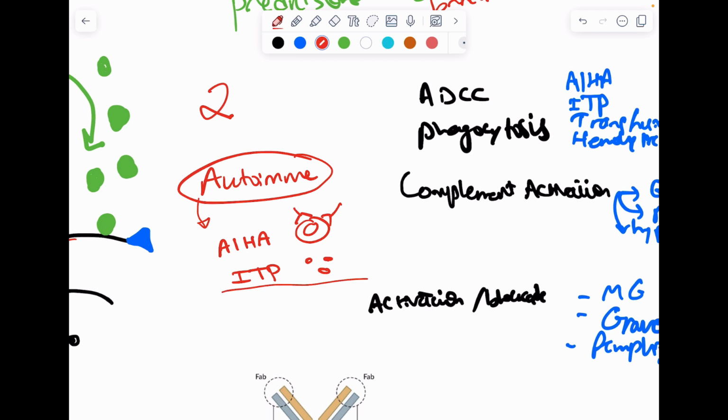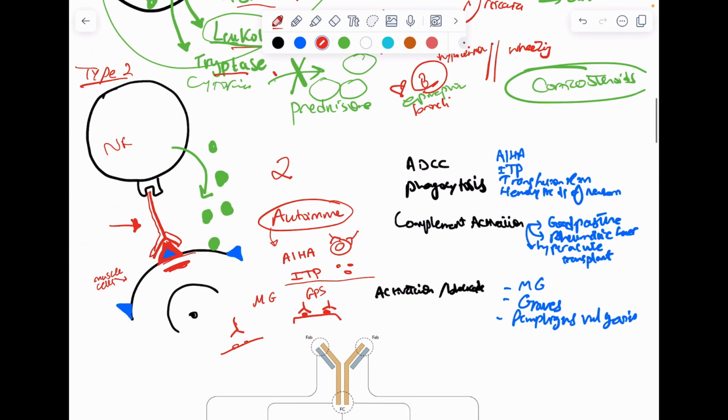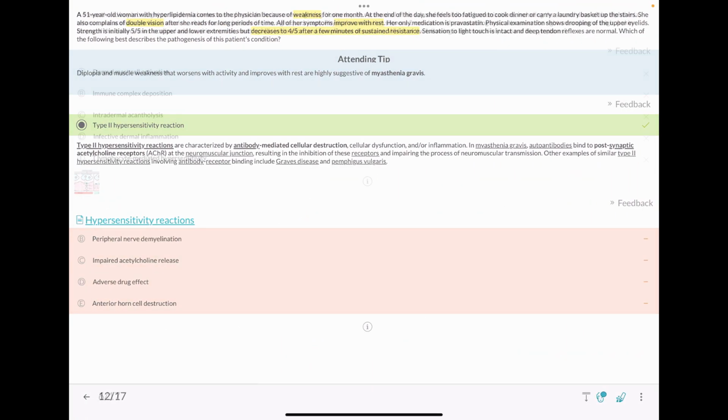What else? Other autoimmune conditions. We mentioned myasthenia, but there is also Goodpasture syndrome that involves antibodies against the basement membrane, right, of the lungs and glomerulus. And also antibodies against the skin receptors like pemphigus vulgaris, right? All these are type 2 hypersensitivity reactions. Antibodies against a fixed antigen. Now let's see the other type of hypersensitivity.